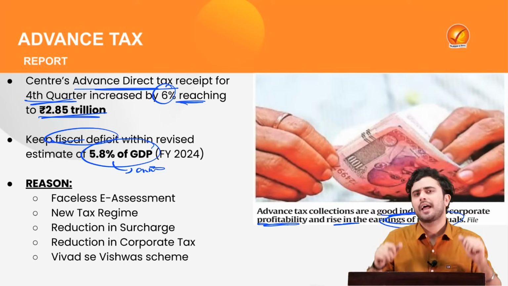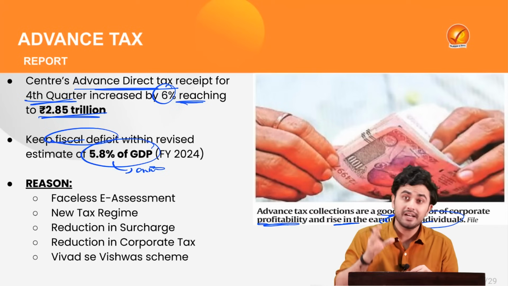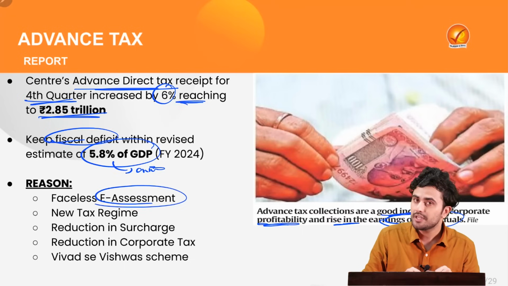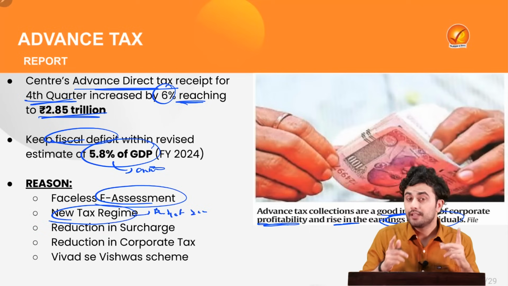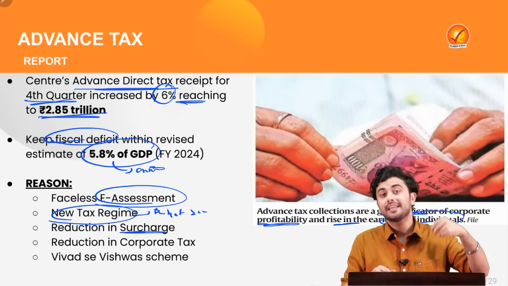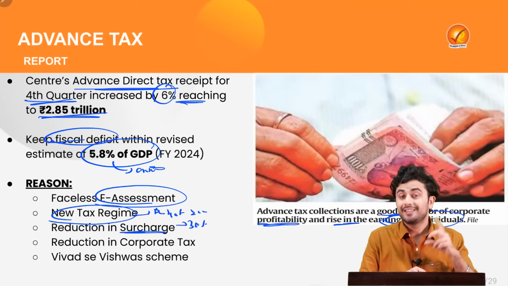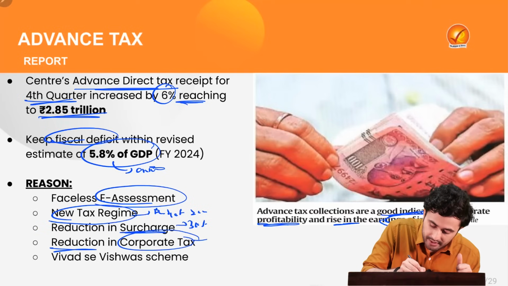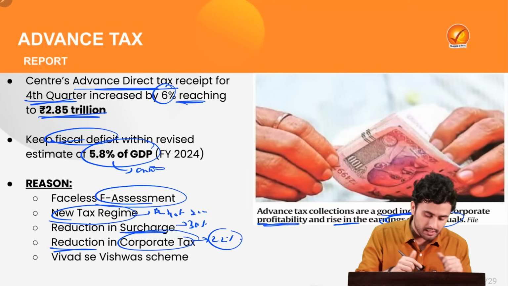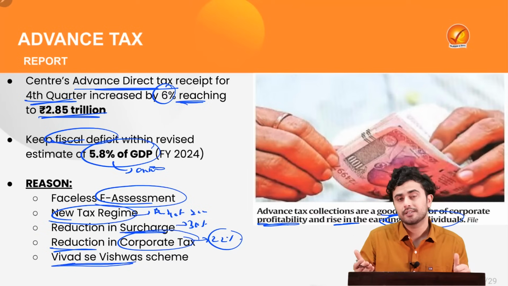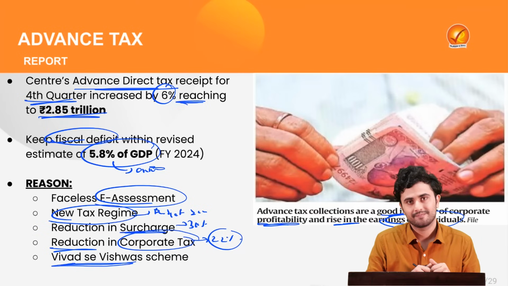Now, such increase in tax collection has been possible because of several steps taken by the government, such as faceless e-assessment, the new tax regime which was launched in the budget 2023, then the reduction in surcharges on the income of individuals from 42% to the current 39%. Then the corporate tax has also been reduced to 22%. And at the same time, the government has launched the Vivad Se Vishwas scheme for faster resolution of direct tax disputes.